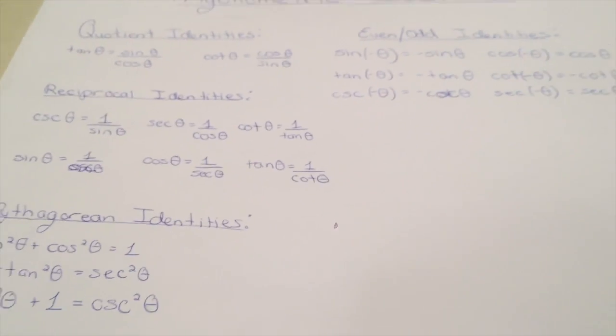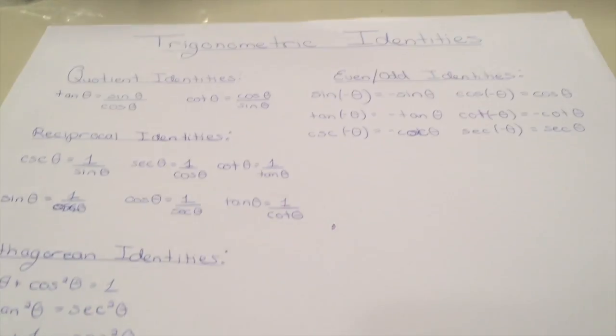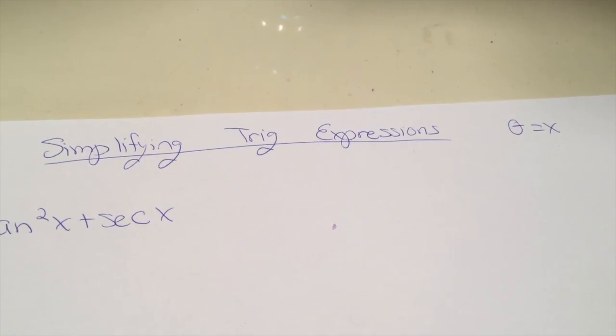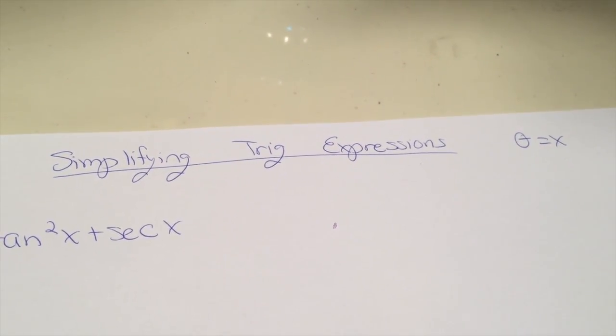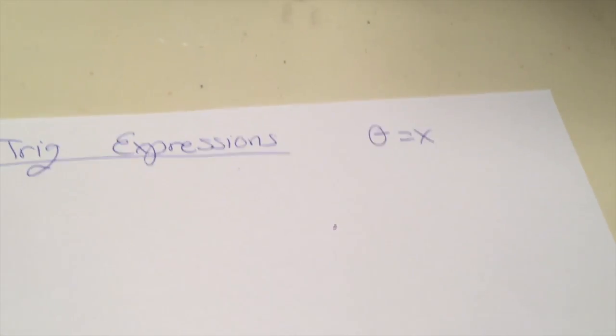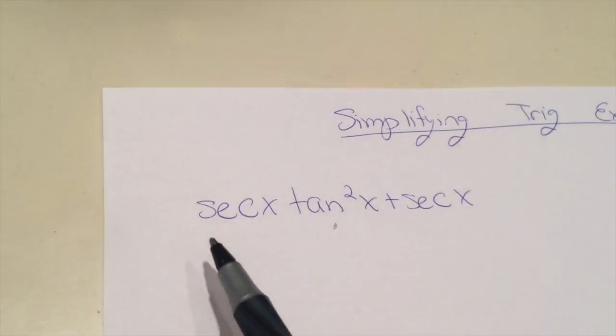You do not have to memorize these identities, but please copy them down and keep them in mind. Now we will start simplifying trig expressions. Keep in mind that you should have your trig identities next to you, and also keep in mind that theta and x are interchangeable. So let's start out with this example.